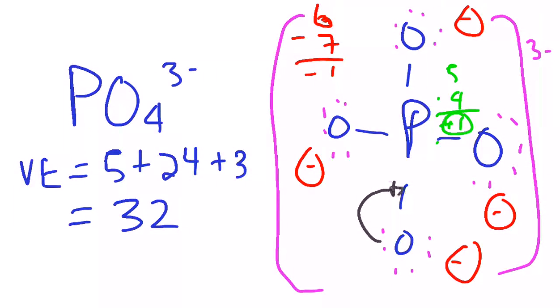allowing it to bond with phosphorus. So let's consider what that would look like. Okay, so I have all of my valence electrons.